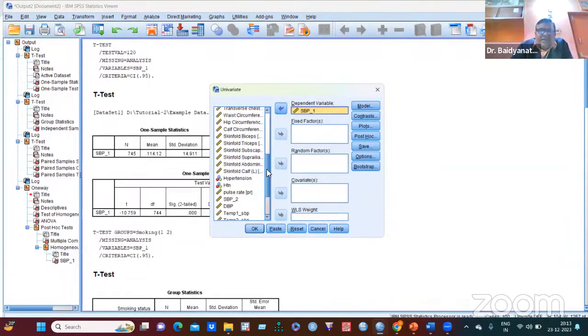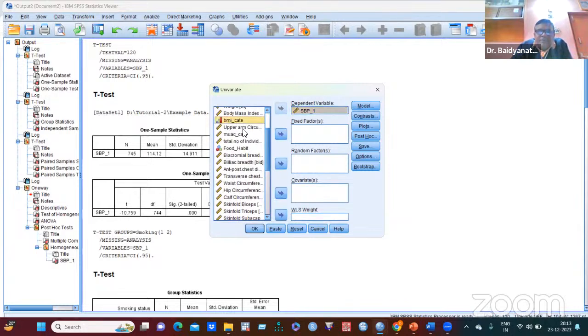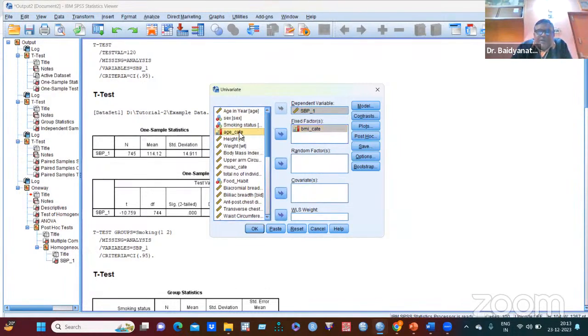I put here the categorical variable BMI, and here another categorical variable, age category. There are 3 categories in BMI, and 4 categories in age. So now, how many hypotheses are there? There are 3 null hypotheses for two-way ANOVA, and 3 alternative.